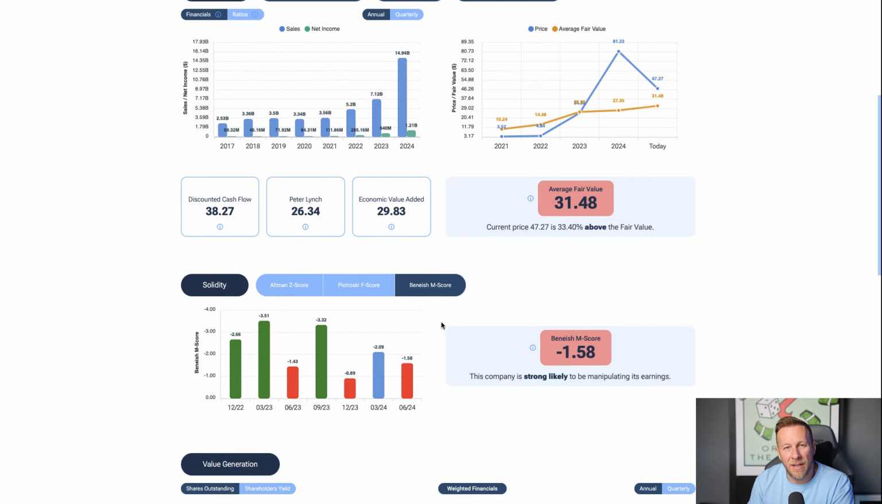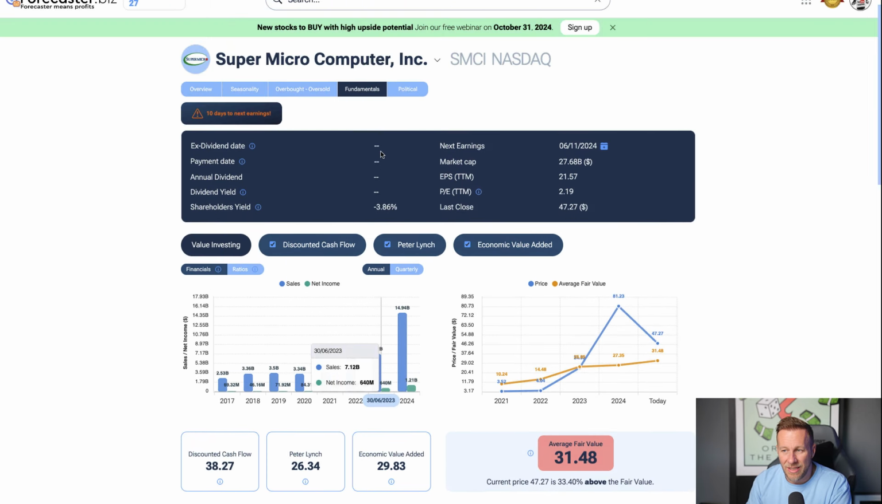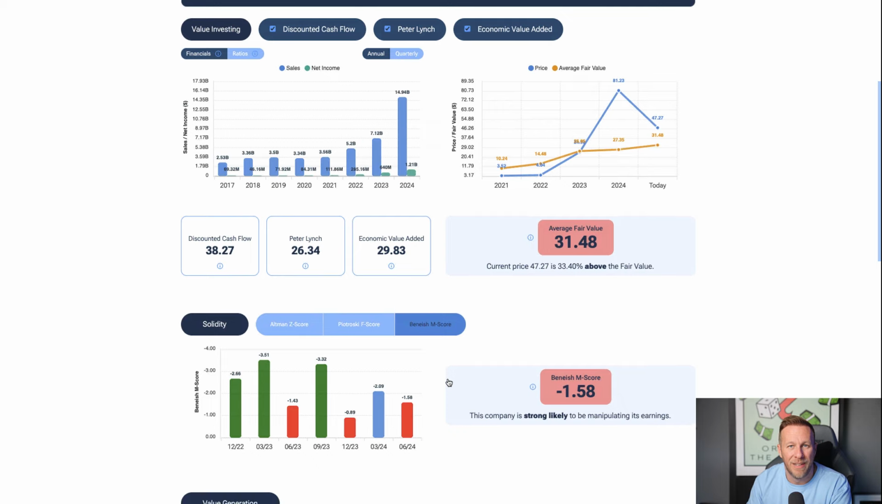So the nice thing about this is this company, Hindenburg Research, specializes in finding companies who are manipulating earnings, basically. And with Forecaster, you have it without having to do all of that research or having to do any of that stuff, which is amazing that it's all on this one platform.